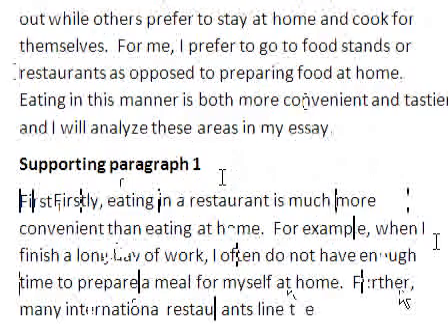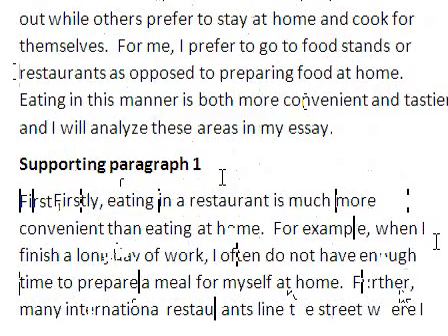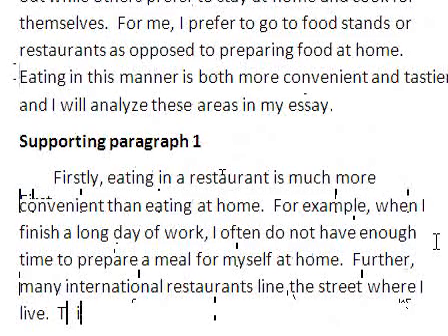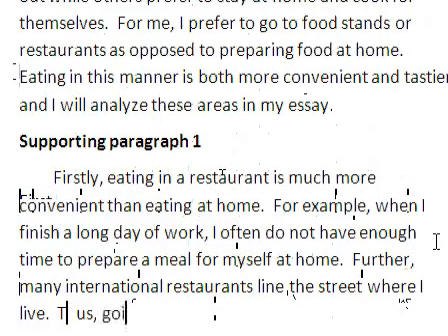Okay, and then maybe even further, many international restaurants line the street where I live. So I guess this is kind of like two examples, but the example is that I don't have enough time to prepare meals for myself at home. And then also, there are many restaurants very close to my home. So for these reasons, it's just more convenient for me to eat in a restaurant than to cook at home.